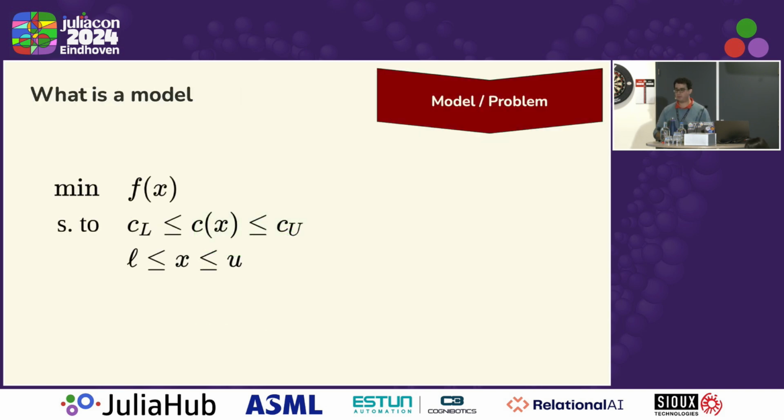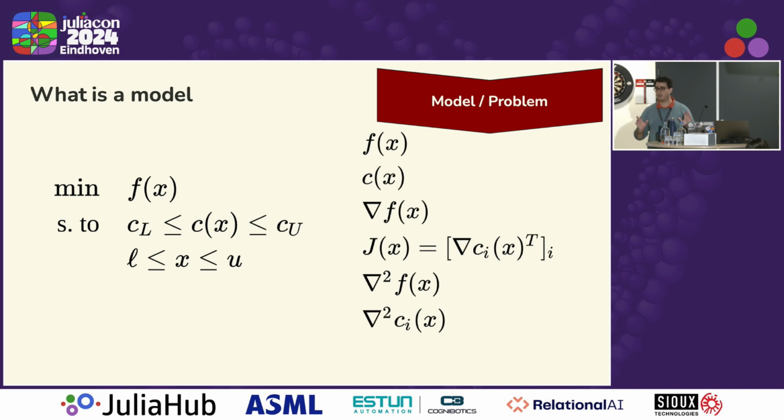A model in our field is an optimization problem like this. You want to minimize a nonlinear function. You have nonlinear constraints, sometimes also bounds on your variables. And what you need to make this solvable in our field is derivatives. You at least want some first order derivatives, but the really good stuff uses second order as well, right? So if you want IPOPT, you need the Hessian.